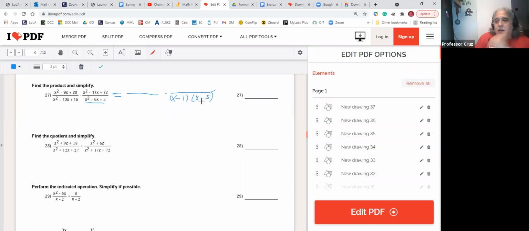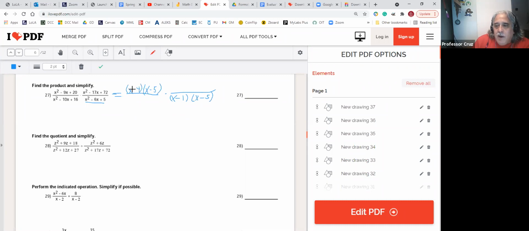All right. Now, negative 5. Now we can just use that one to divide into some of them to see if it's going to work. Well, 5 doesn't go into 16 or 72, but it does go into 20. So what does that tell us? This is x minus 5. And then this is x minus 4.